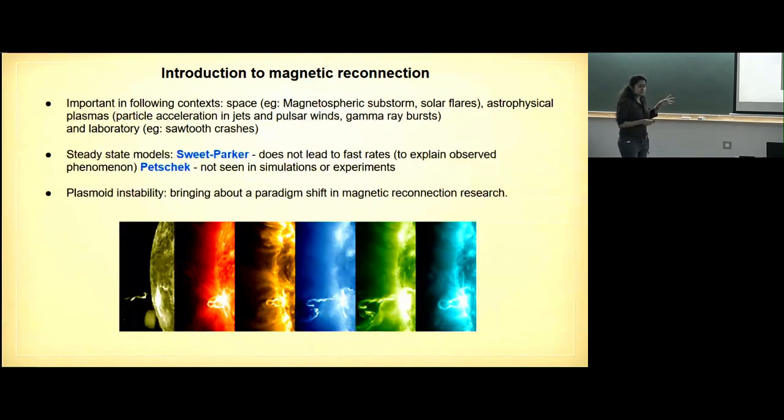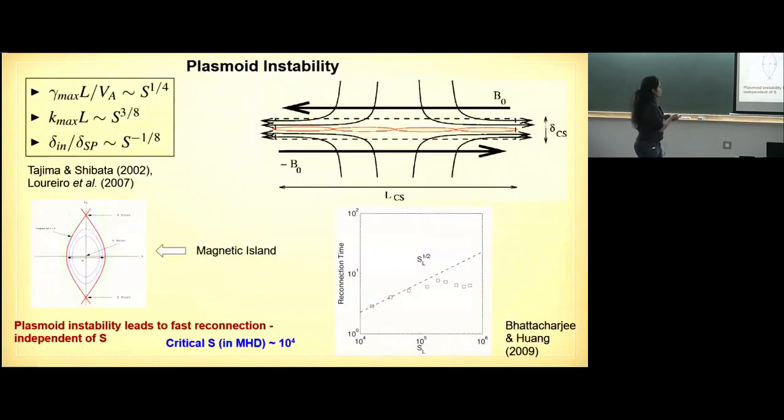So for a long time, steady state models of reconnection have ruled the roost. And despite putting many more ingredients on top of it and taking into account different plasma regimes, it has been unsatisfactory in explaining most of the observational phenomena. But recently, this plasmoid instability has brought about a paradigm shift in reconnection research. It is the latest thing which seems to have solved the time rate problem, which is what I explained to you in the previous slide. So I will talk more about plasmoid instability now.